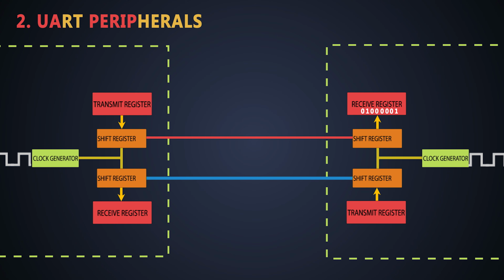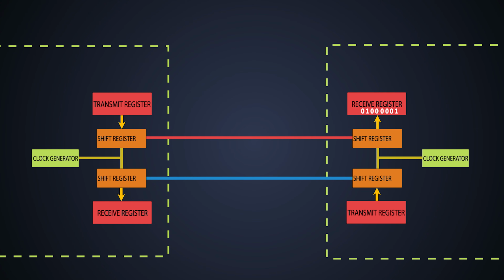The clock is very important for this communication. It makes sure that the baud rate is configured properly for both devices. At each clock pulse, both transmitter and receiver lines transmit and receive data respectively. So we understood how this UART peripheral works.